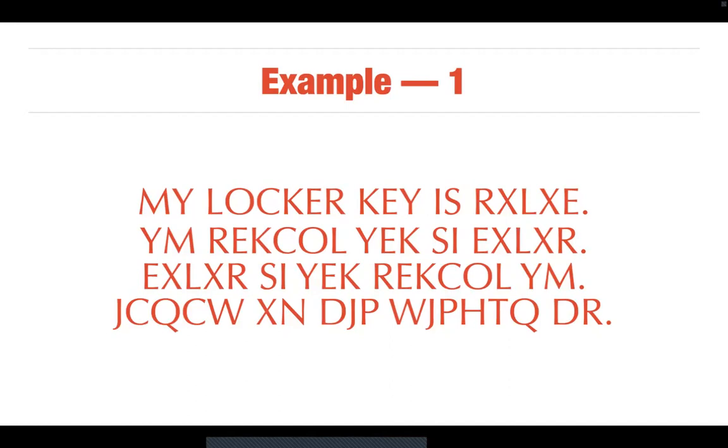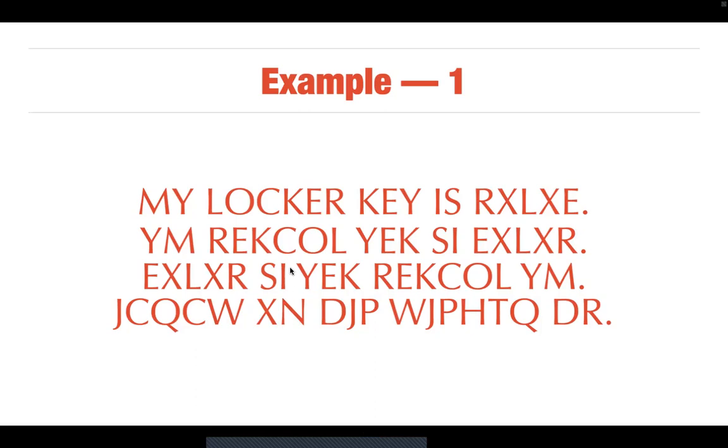We use this type of encrypted message to send through the network. So is there any question about that? Yeah, ma'am. What is mod 26?